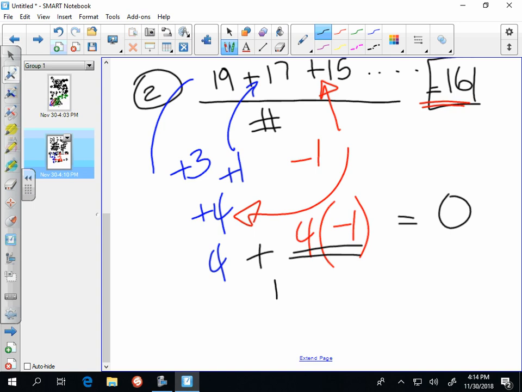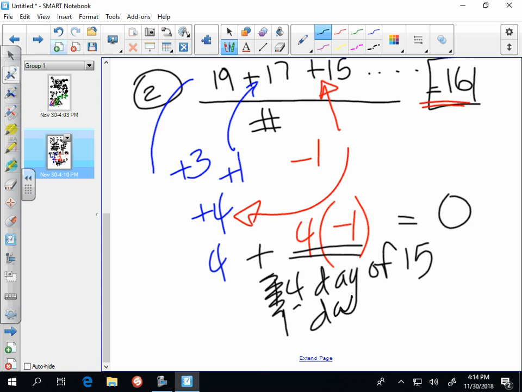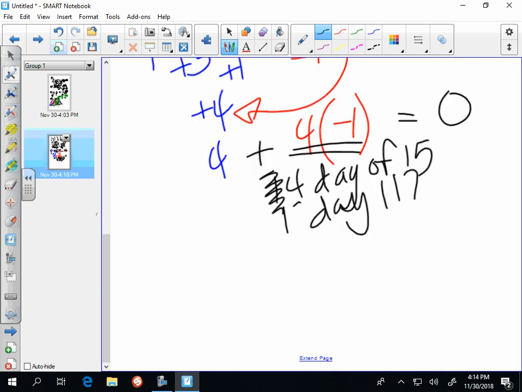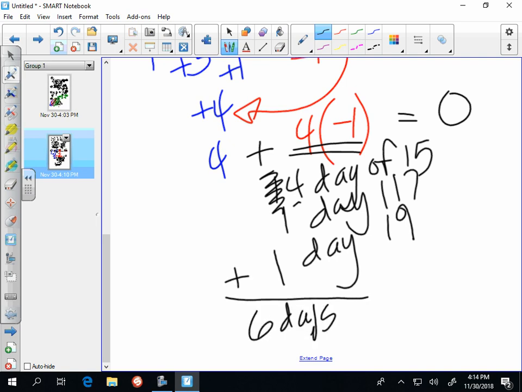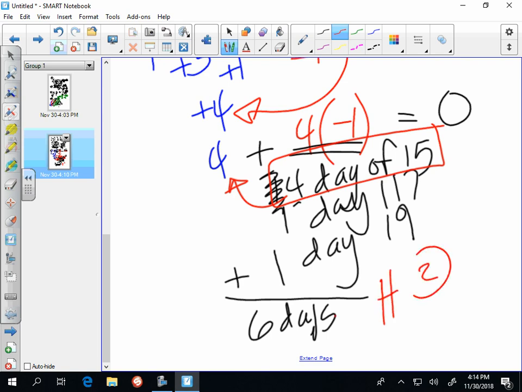So 4 days of 15, 1 day of 17, and 1 day of 19 for a total of 6 days. But how many days with 15 did we have? We had 4 days with 15 to overcome those that were more than the average. So how many total sessions were there? There were a total of 6. That is choice H for number 2.